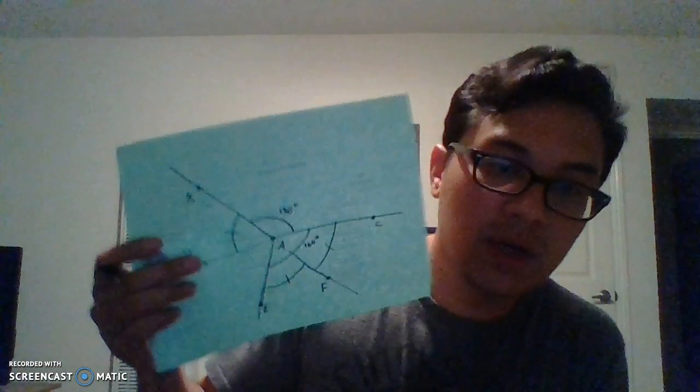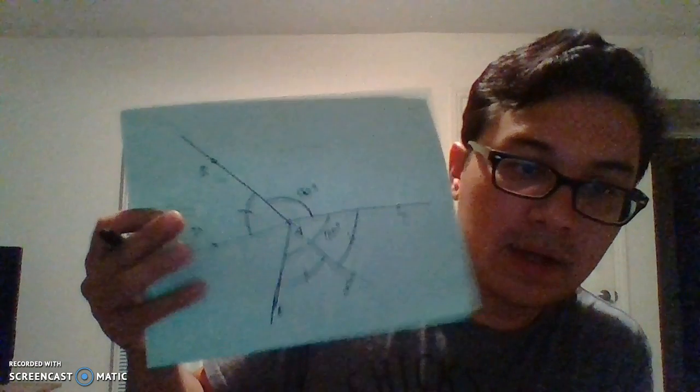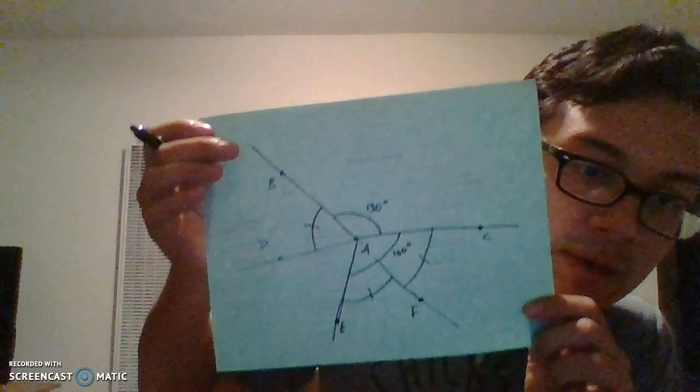So BAD, EAF, and FAC are all equal angles. So this is the diagram that we're going to be working with. Okay, let me move my finger, get that out of the way, and you can take a look.